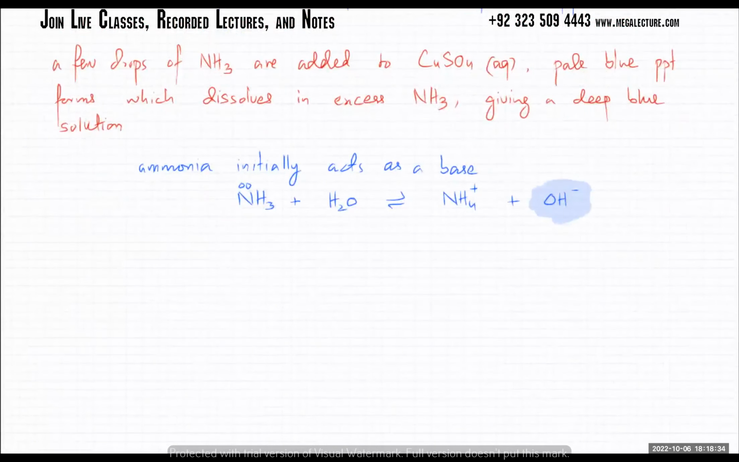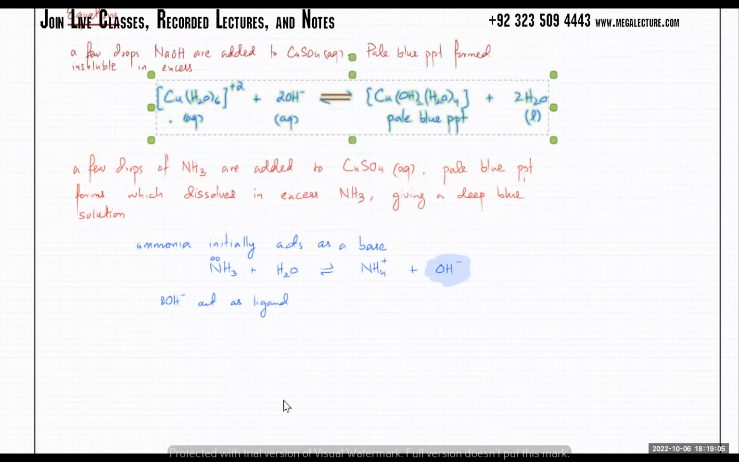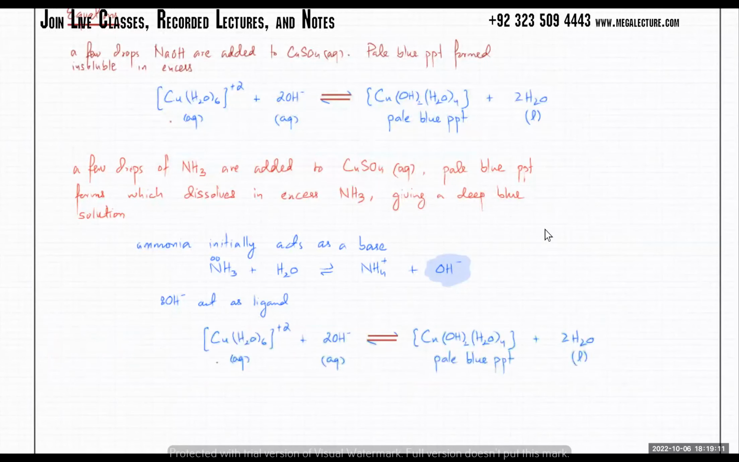And these OH ions then act as ligands. So our OH ions with the lone pairs, they initially act as ligands. So although you've added ammonia, ammonia is not the one that's acting as the ligand. The small amount of ammonia that you've added is reacting with the water molecules to produce OH minus 1 ions, and you basically get the same reaction as the first one. So you get a pale blue precipitate. You get exactly the same reaction. The water molecules surrounding the copper get replaced by OH ions.